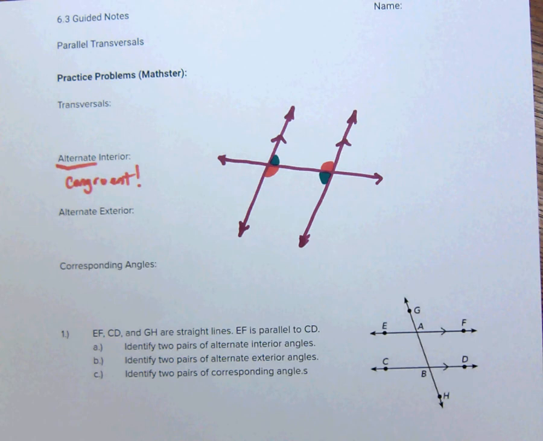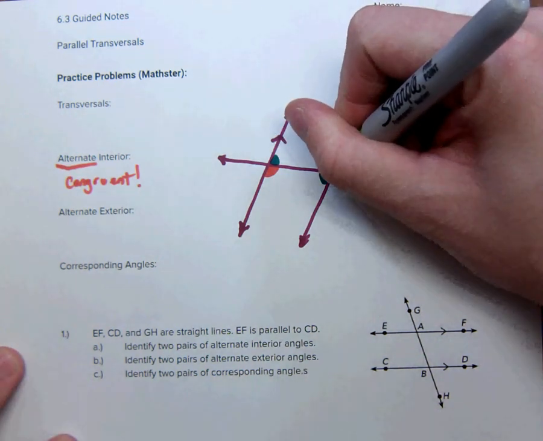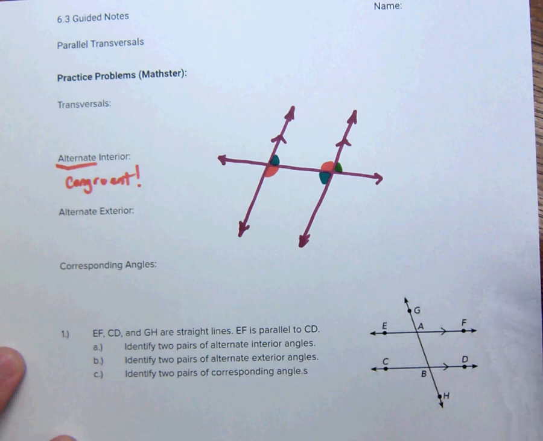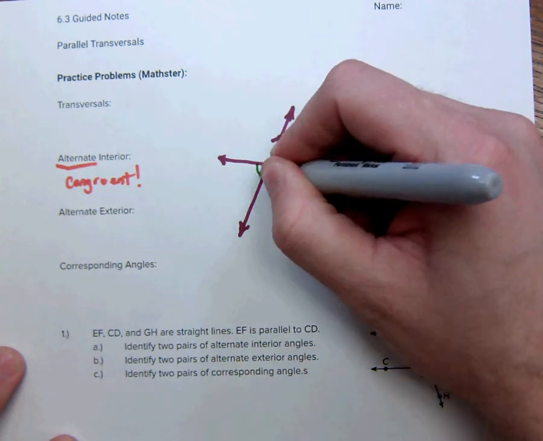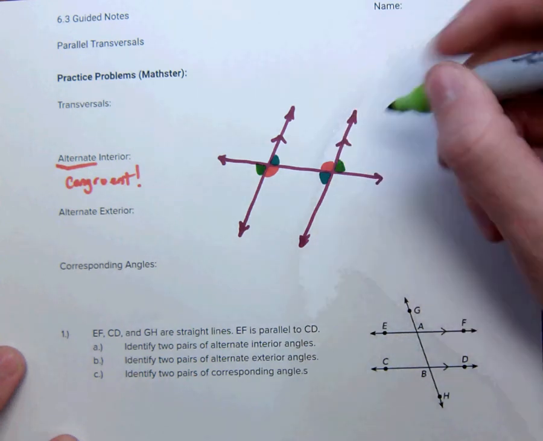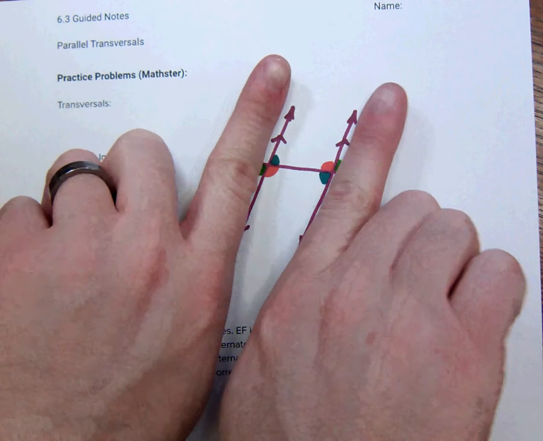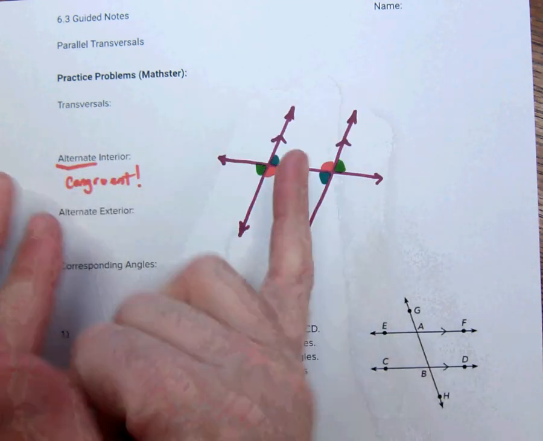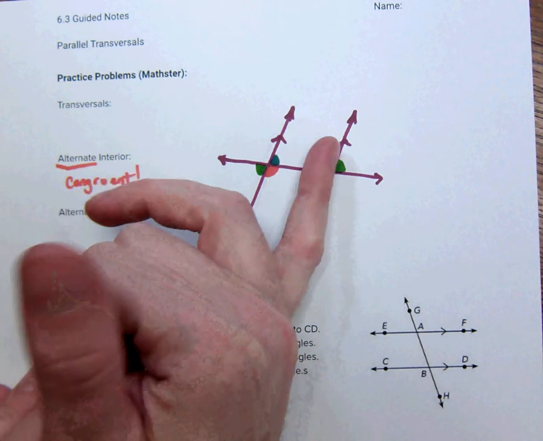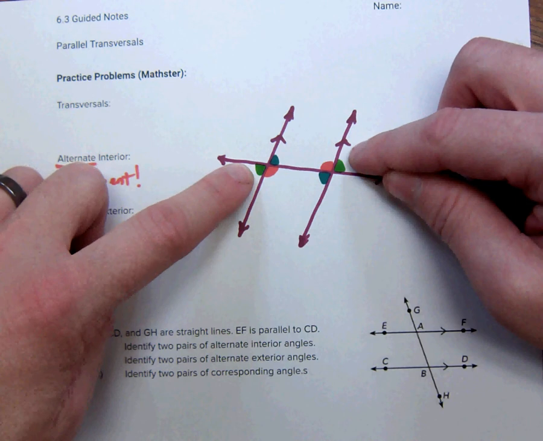Now I want to show you alternate exterior angles. What is an alternate exterior angle? Let's get a different color. So here's one exterior angle. The alternate exterior would be all the way over here. So this little green guy over here and this little green guy over here are alternate exterior. Again, instead of the inside, we're thinking about the outside of the transversal. That's the exterior, and they're on opposite sides of the transversal line.